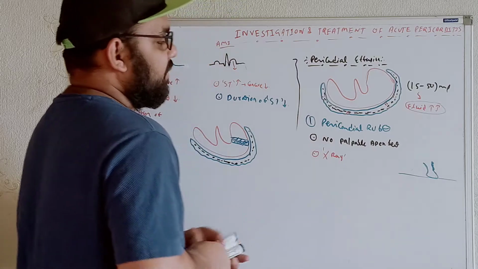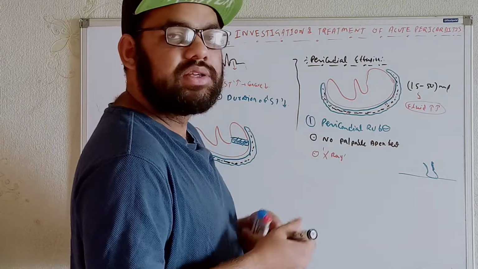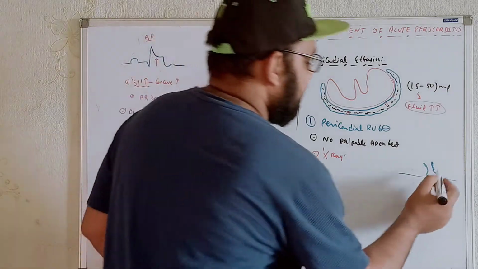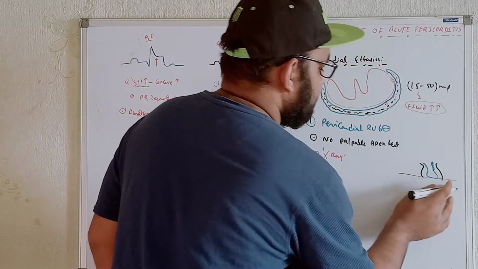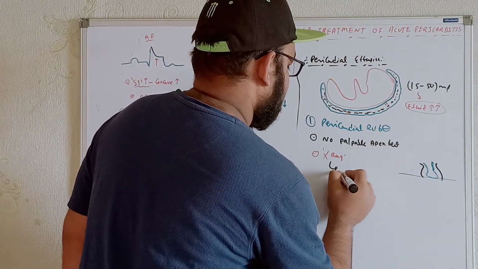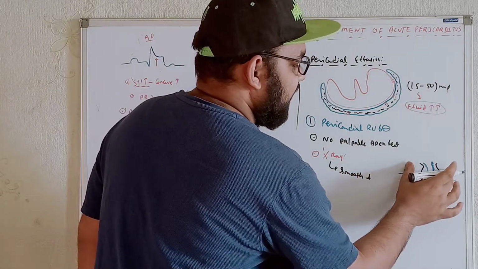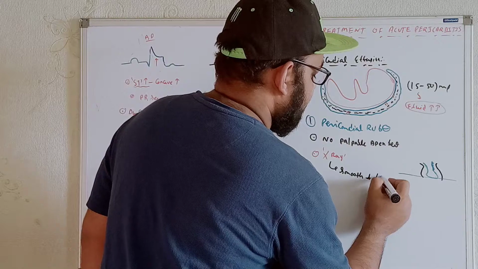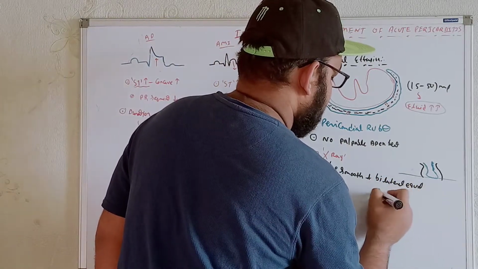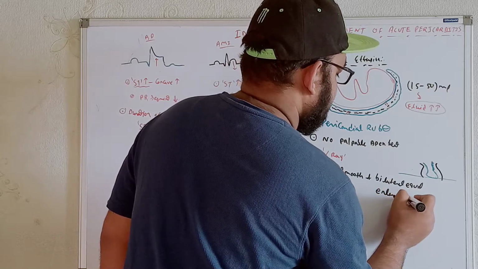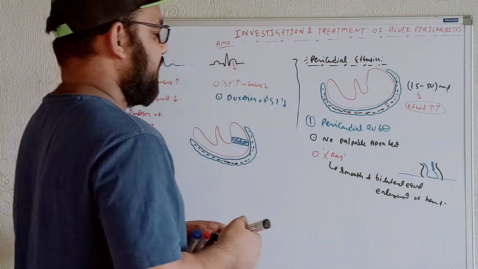But whenever we see the development of the effusion on the X-ray, whatever changes we will see, there will be extension of these layers. So in these cases, we will get what? Smooth, and bilateral, equal enlargement of the heart. In these cases, we will get this type of thing. Look on the X-ray.